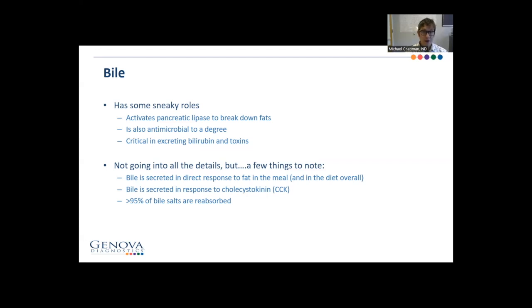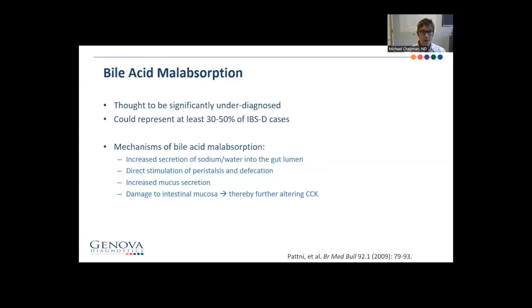Okay, so that kind of goes back a little bit to that SIBO mechanism that reduces cholecystokinin, which is also going to impact fat absorption. So you start to see where these things are connected. And the last thing is that 95% of bile salts are supposed to be reabsorbed. And if they're not, there are a lot of issues that can arise from that.